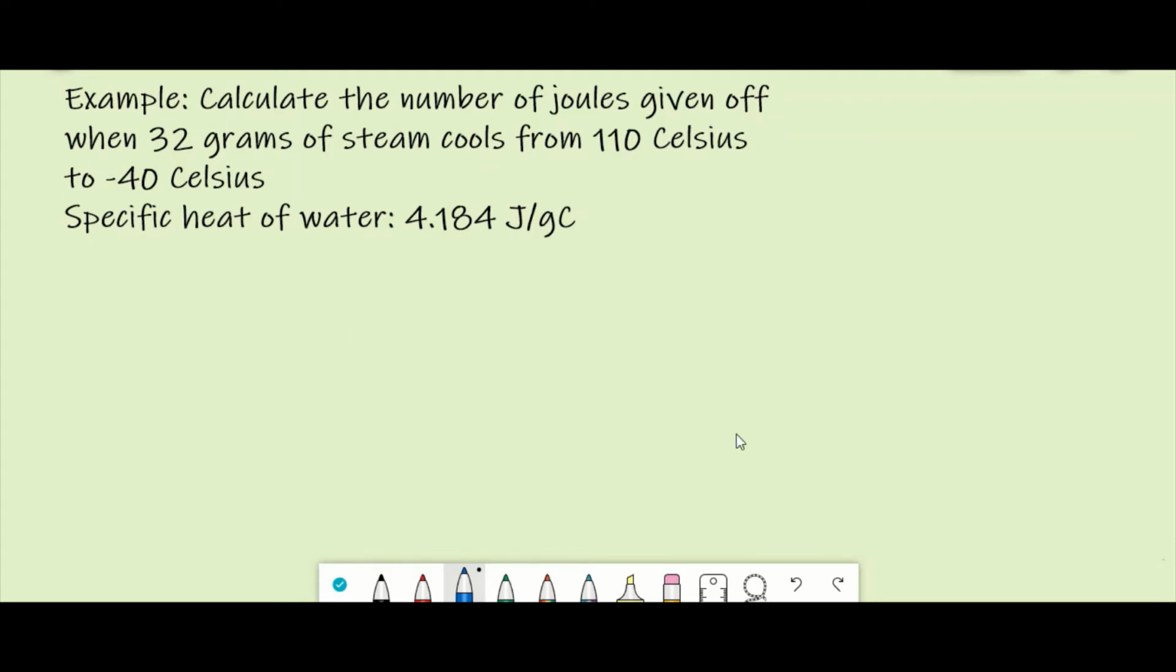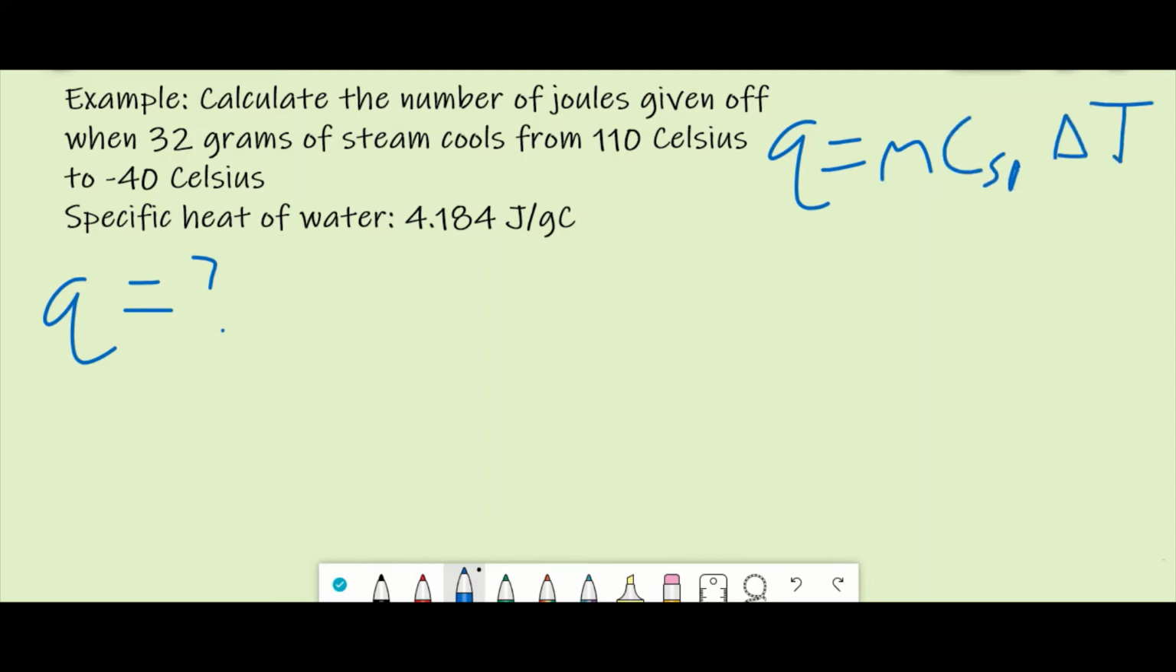So let's start off by writing what we know and what we don't know. What we're trying to find is the number of joules given off. So our Q is what we don't know. Remember, the equation was Q equals m C SP and then delta T. You can also just call it C, but I'm making sure you remember it's the specific heat. Q is what we're trying to find. The mass is equal to 32 grams.